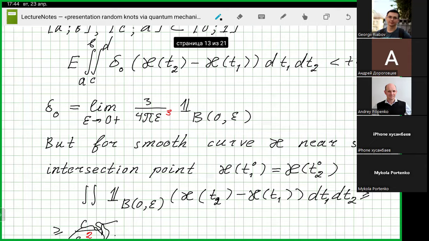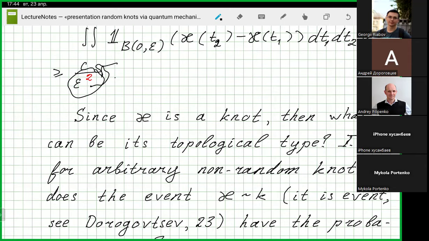Is it correct that if you have a Gaussian process with non-degenerate covariance, then it has no self-intersection?